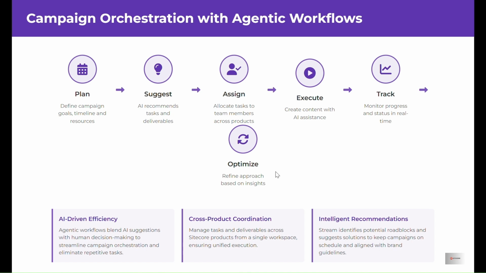This execution flow shows you plan something, then you have something from the AI suggesting you the task, then you assign it to the individual team member. Create content with AI assistant, execute it, track the progress of it, and then you can again refine your approach based on the insights which you get from the AI suggestion. But mainly it is about you plan, then there is suggestion from AI along with your human input, and then you can execute and have a progress of your task.